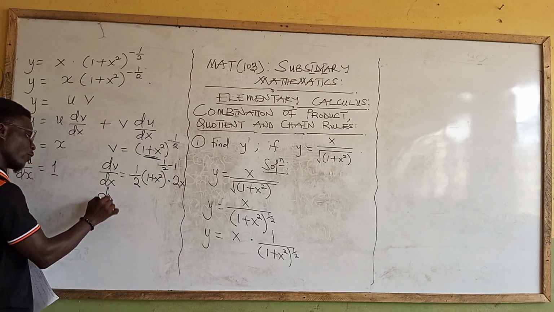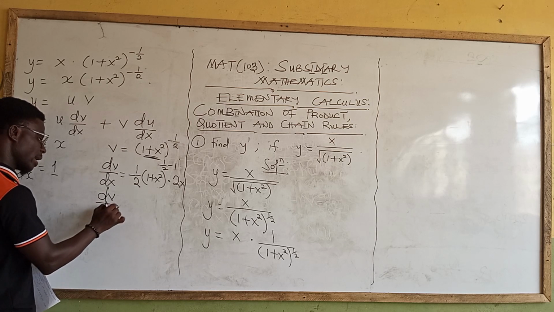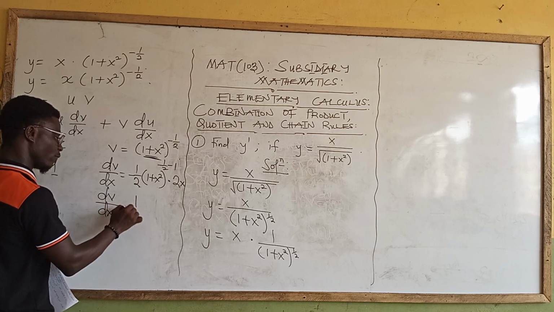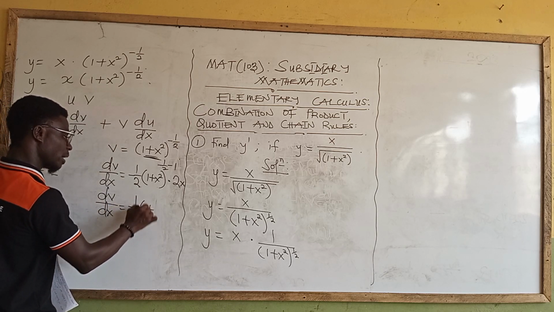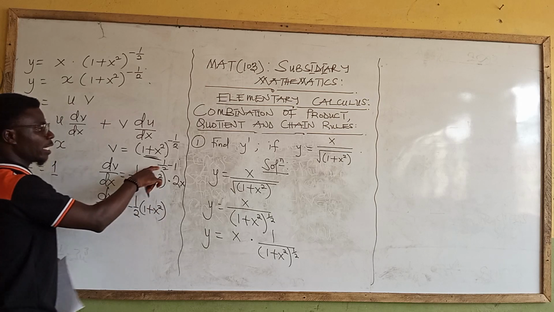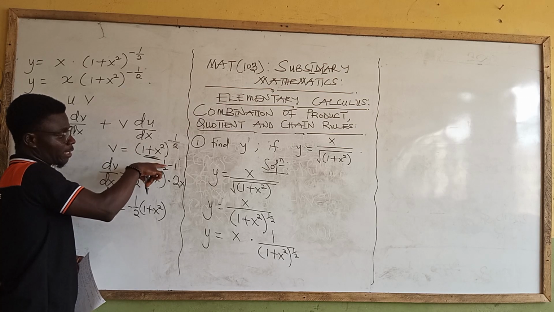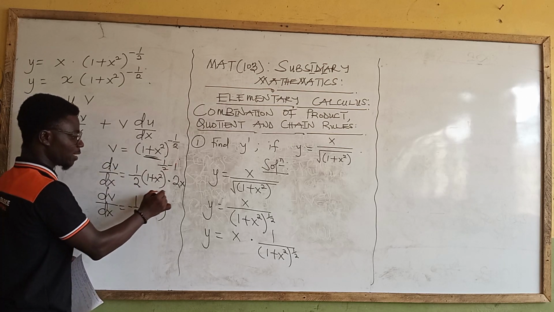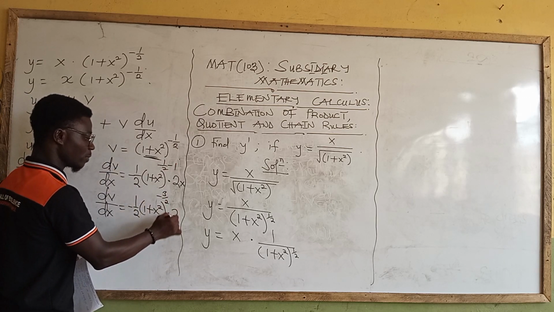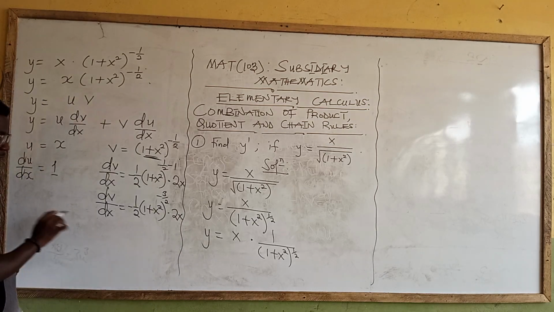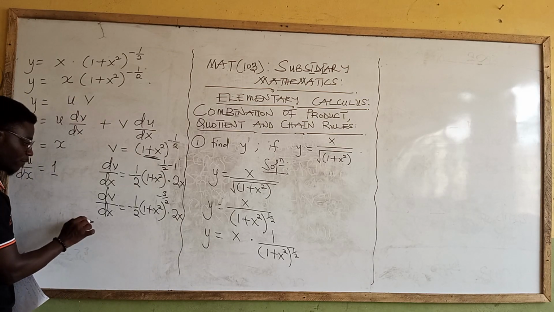So my differential of v with respect to x must be equal to, I have negative half, then (1 plus x squared) to the power negative half minus 1. 2 times 1 is 2. Minus 1, negative 1 minus 2, I get negative 3 over 2, times my 2x. Right. Very, very simple. Take your time and follow.